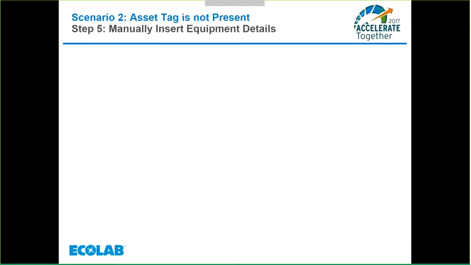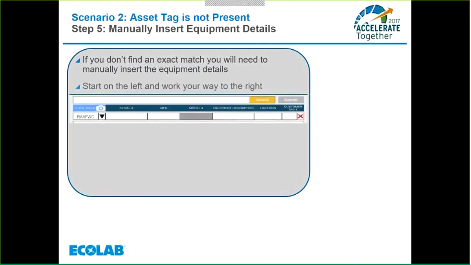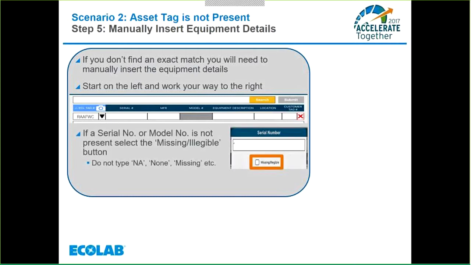Step 5. Manually inserting equipment details. If you don't find an exact match, you will need to manually insert the equipment details. Start on the left and work your way to the right. If a serial number or model number is not present, select the Missing Illegible button. Do not type NA, none, missing, or etc. This will dirty our data and make asset management and equipment insights difficult for yourself and the customer.